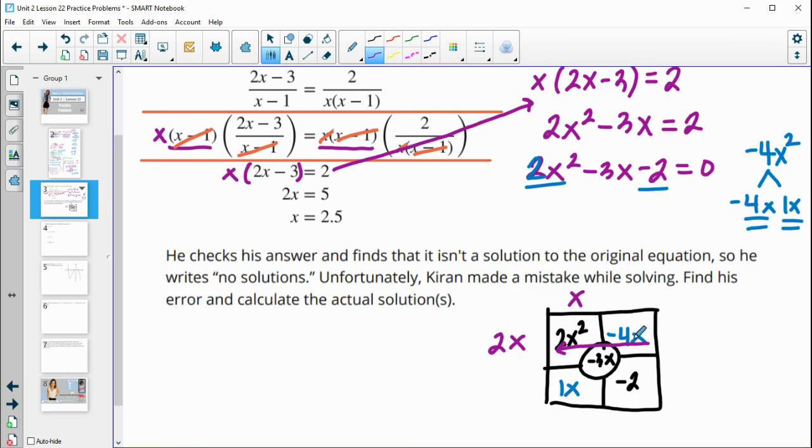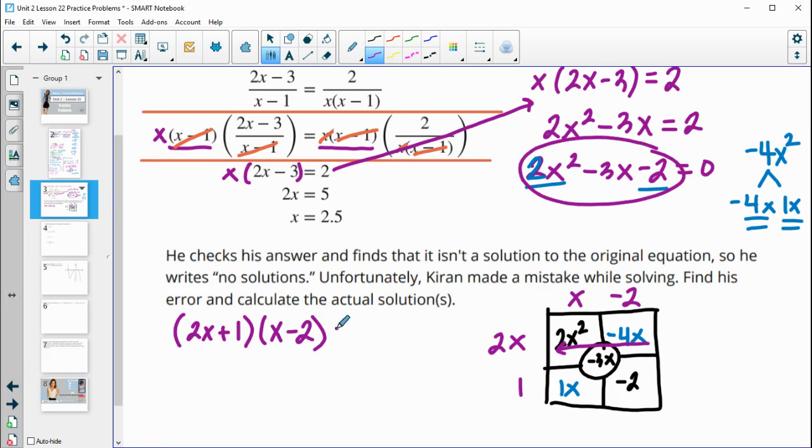2x times what gives us negative 4x? So 2x times negative 2. And then x times 1 gives us that 1x. So this equation factors to these side numbers, 2x plus 1 times x minus 2. So that's what this thing factored to. So now we can split this up and solve for our solution.